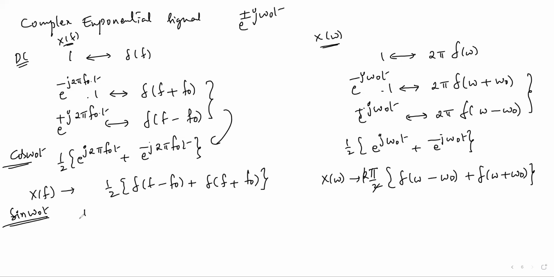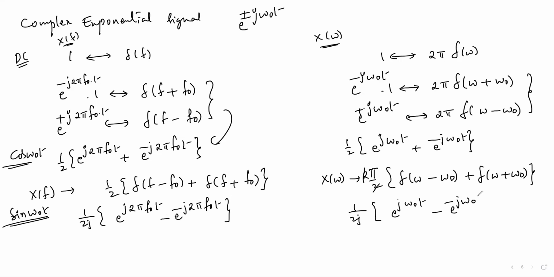So this can be written as 1 by 2j, e to the power of j 2 pi f naught t minus e to the power of minus j 2 pi f naught t in F analysis. Whereas in omega analysis, 1 by 2j, e to the power of j omega naught t minus e to the power of minus j omega naught t. Use the pairs, substitute. X of f for the sine signal will be 1 by 2j, delta of f minus f naught minus delta of f plus f naught.